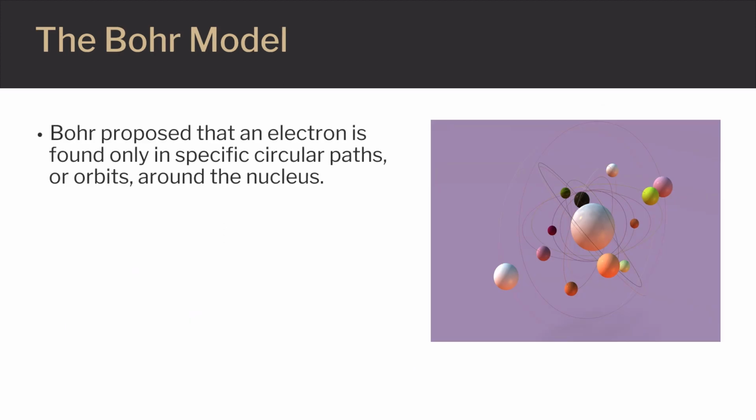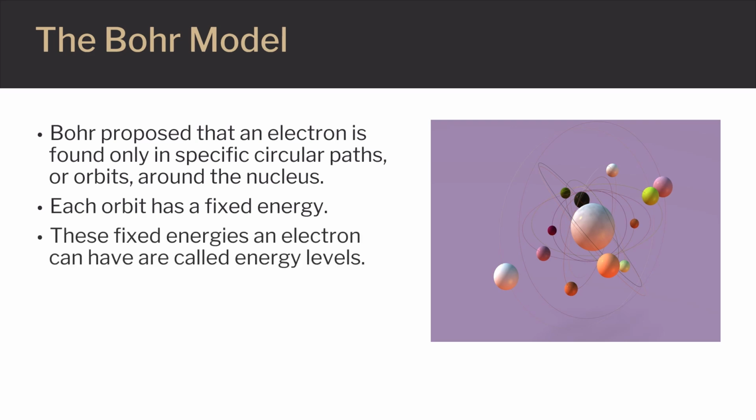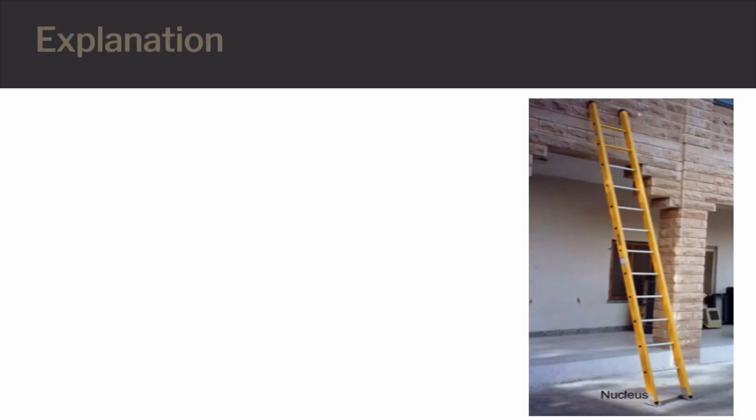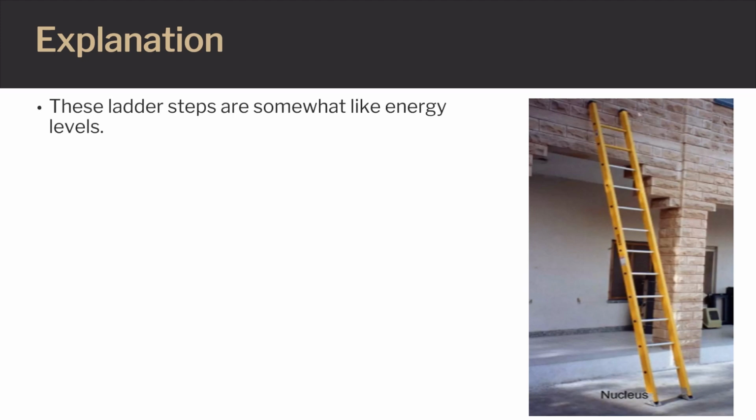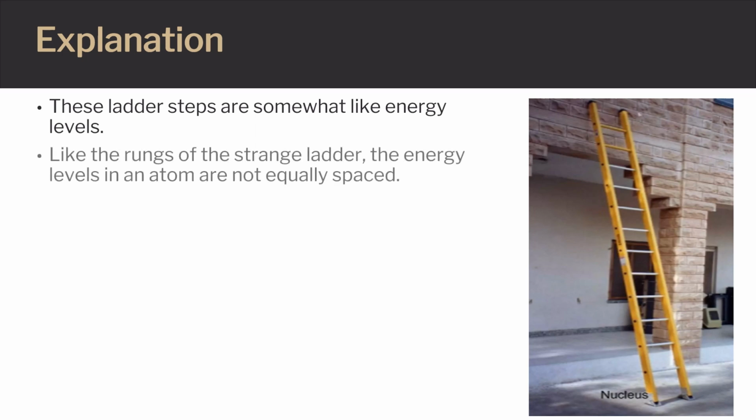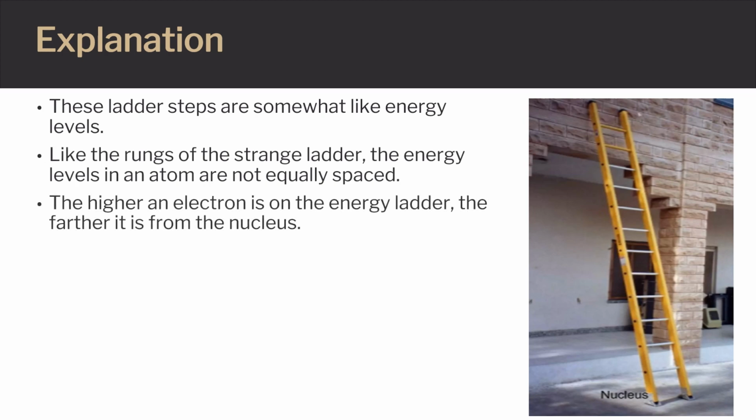The Bohr model proposed that an electron is found only in specific circular paths, or orbits, around the nucleus. Each orbit has a fixed energy. These fixed energies an electron can have are called energy levels. To explain it with an analogy, think of a ladder with rungs that are not equally spaced apart. These ladder steps are somewhat like energy levels. Like the rungs of a strange ladder, the energy levels in an atom are not equally spaced. The higher an electron is on the energy ladder, the farther it is from the nucleus.